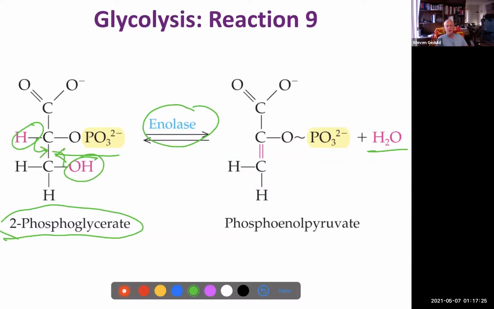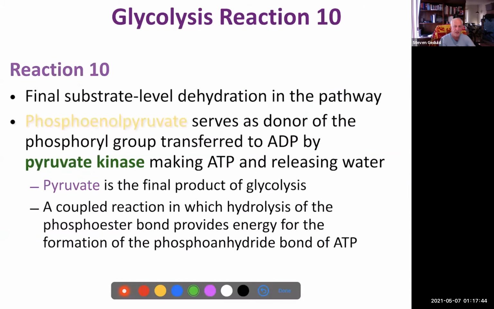Okay, so we're doing a dehydration to form an enol. Remember enols and ketols? We're using it to form an enol, and it's phosphoenol pyruvate, giving us an extremely high energy bond right there. That's our high energy bond. And the final step is number 10, reaction number 10. Final subject of dehydration, it's phosphoenol pyruvate is what we ended up with.